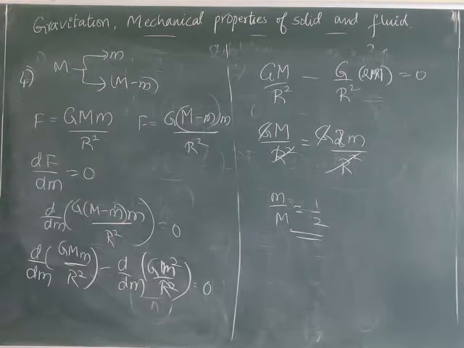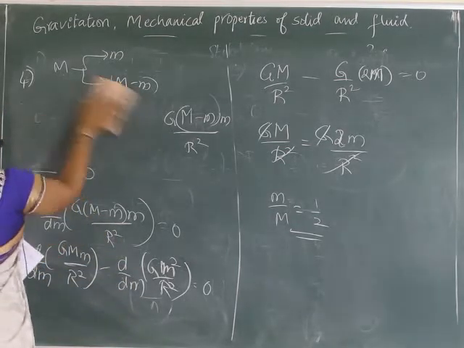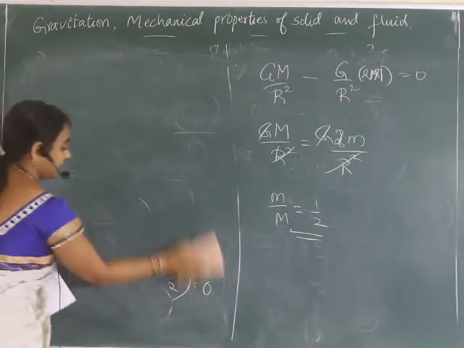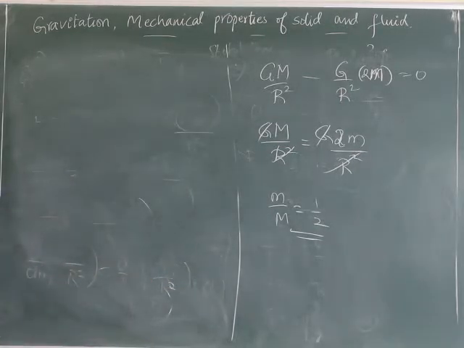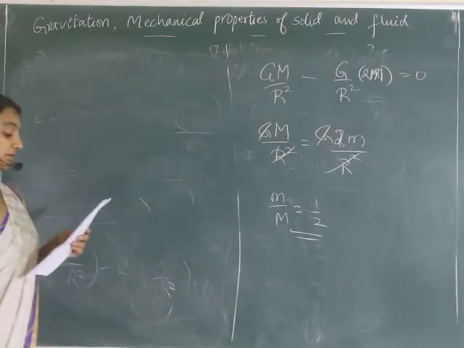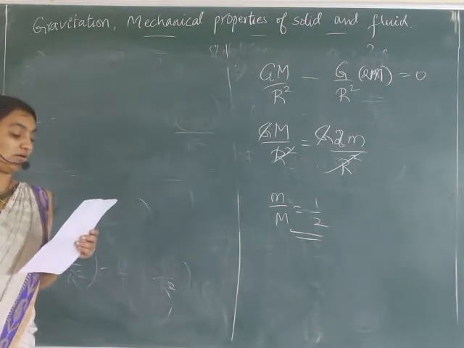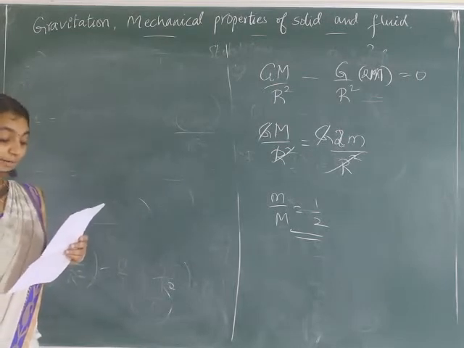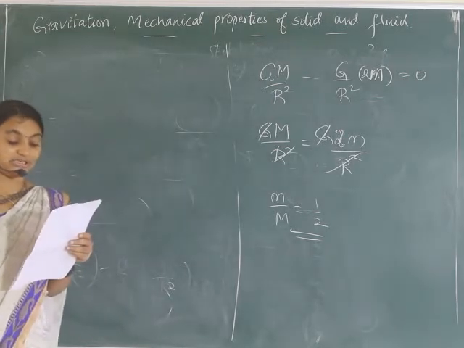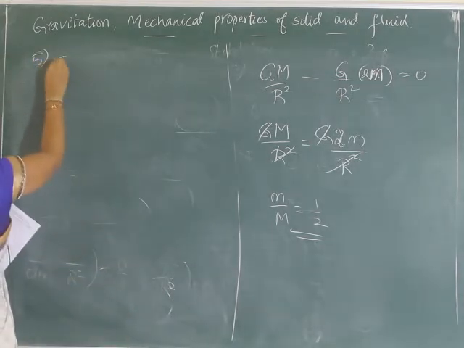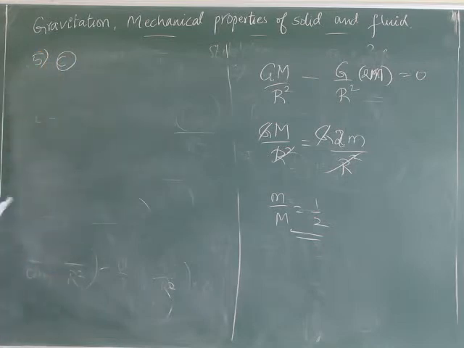Next problem. The orbiting satellite has... orbiting satellite means the satellite which is revolving around the planet, correct? The satellite which is revolving should have only kinetic energy, only potential energy, kinetic energy and potential energy, or zero energy. Option is C. It should have both kinetic energy and potential energy.